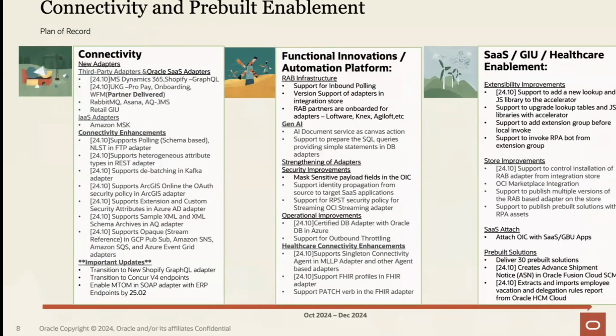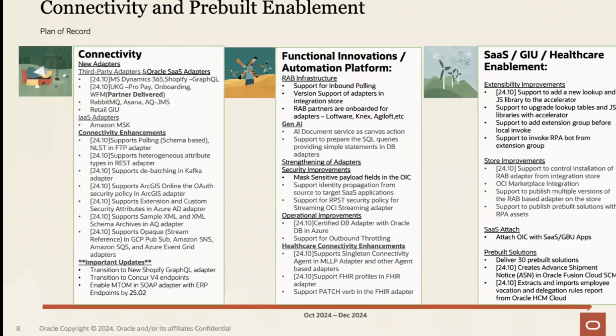So that being said, a lot of work is happening on the connectivity and pre-built. If you see here, it's a pretty busy slide. I will not go through each and every point, but the highlights are we have now an MS Dynamics 365 adapter. We are also working on RabbitMQ and Amazon Managed Streaming for Apache Kafka adapters. So these are in the works. These are all being built based on the requests or the requirements that we've seen from customers. We've also been enhancing existing adapters.